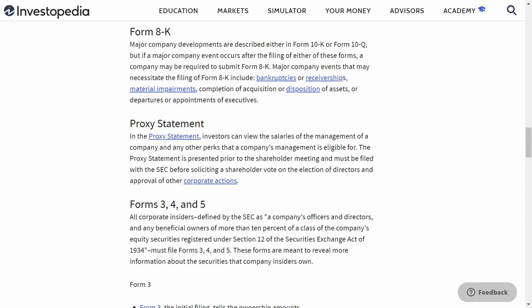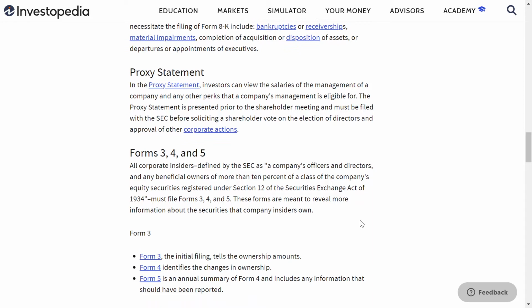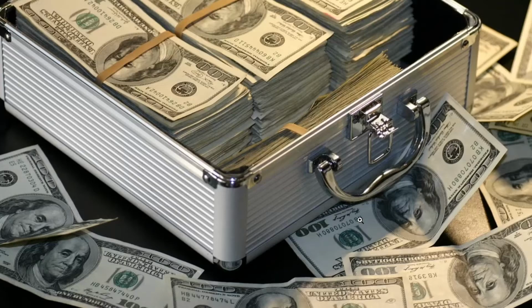Sort of relevant in most cases for most people, not too much, especially if they're just day trading or swing trading. Long term might be a little bit more interesting to keep track of that kind of stuff. Forms 3, 4, and 5, all corporate insiders defined by the SEC as a company's officer, so on and so forth. These forms are meant to reveal more information about the securities that the company insiders own. So buys and sells of said person, the insider involved with the company. You can get an idea of what they feel the value of the company is, how much they're selling of that company, so on and so forth.